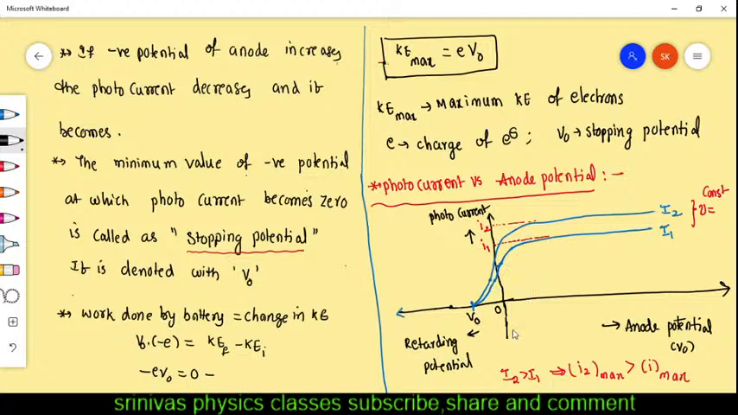If you increase the negative potential, the photocurrent decreases. The graph goes down backward like this. At a particular potential the photocurrent becomes zero. That potential is called the stopping potential. This V naught is the stopping potential, that is, minus V naught. We drew this graph for another intensity, I2, which is greater than this. When the intensity is increased, the saturation current increases, but the graph is otherwise exactly the same. Then what can we write from this graph?